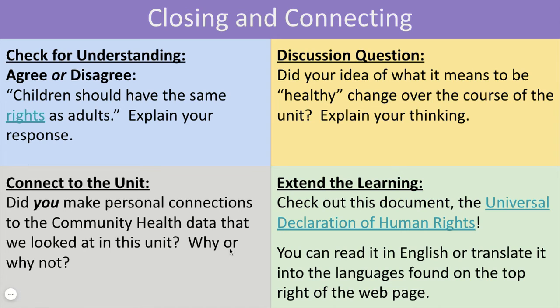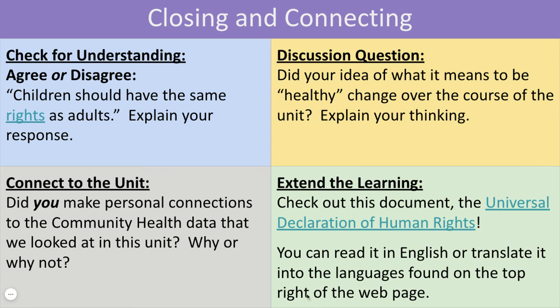This is a really great opportunity for a conversation, asking your students if they made a personal connection to the community health data that they looked at. You could also expand the discussion with this check for understanding of whether or not children should have the same rights as adults, or what it means to be healthy. So all of those would really extend the class discussion, make for a really rich discussion in your classes.